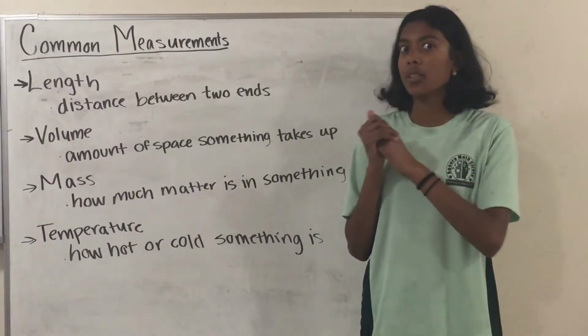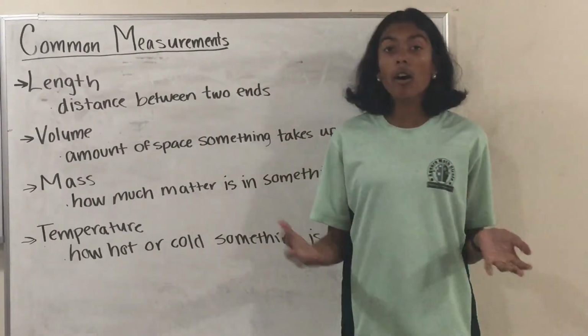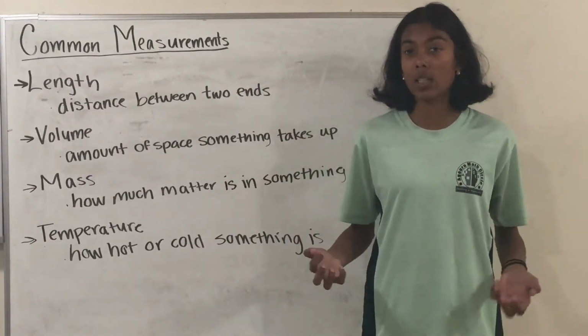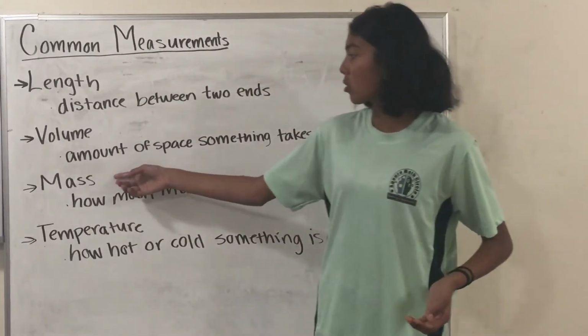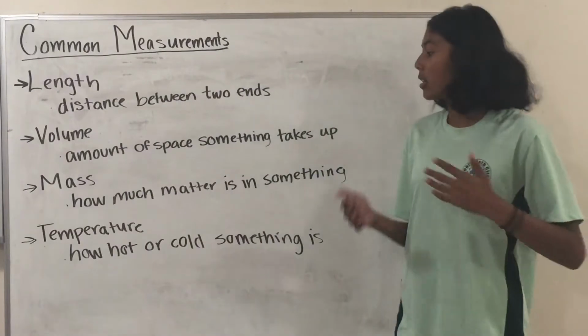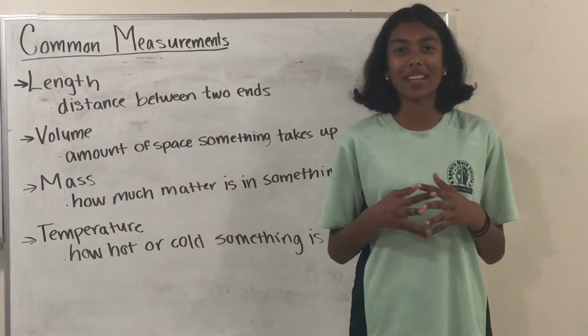Some common measurements are length, which is the distance between two ends, volume, which is the amount of space something takes up, mass, which is how much matter is in something. It can also be weight, and temperature, which is how hot or cold something is.